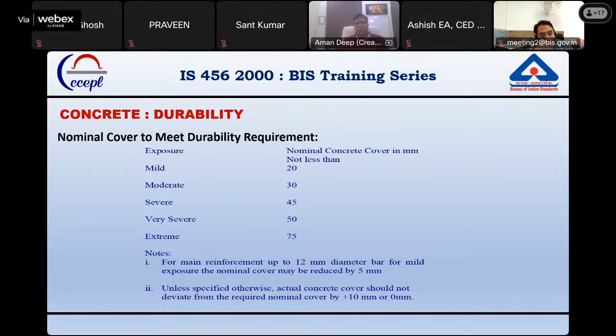Now, unless specified otherwise, the actual concrete cover should not deviate from the required nominal cover by minus 0 mm, plus 10 mm. You can increase the cover during the execution. If in the drawing the cover is defined as 30 mm, then nowhere it should be less than 30 mm. However, if it is at some places it is reaching 40 mm, that is also accepted. So my negative tolerance is 0, higher side tolerance is 10 mm.